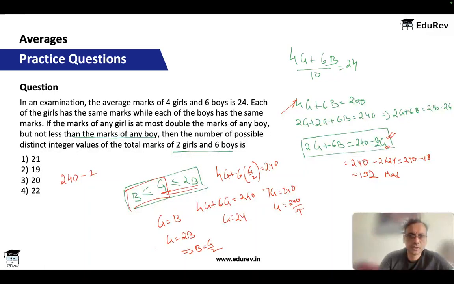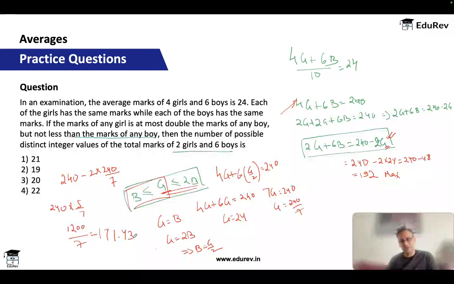minus 2 into 240 by 7. So if I take 240 out, it is basically 240 into 5 by 7, or 1200 by 7, which if you calculate, you will get 171 point something. 3 by 7 will be about 43. 1 by 7 is 1.1428, so this will be 0.4285, which I can take as 43.